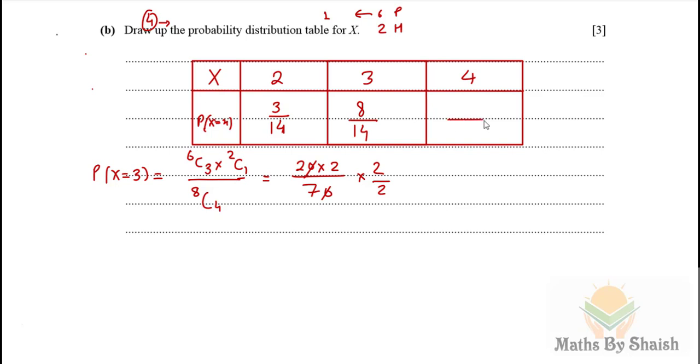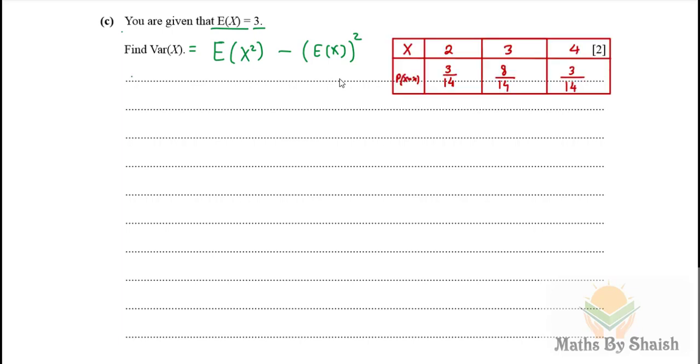And the last one we don't have to calculate, because we know the sum of all the probabilities in a probability distribution table should be 1. So it is 3 by 14, 8 by 14. So 8 plus 3, 11. So it has to be 3 over 14. So that's it. I hope it is clear. Let's discuss the last part.